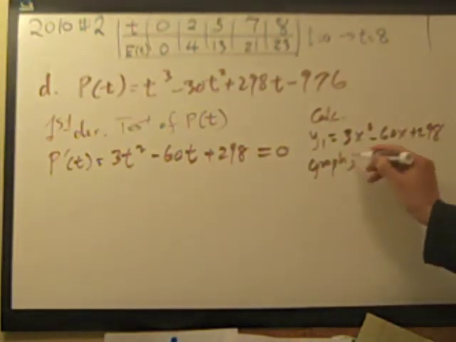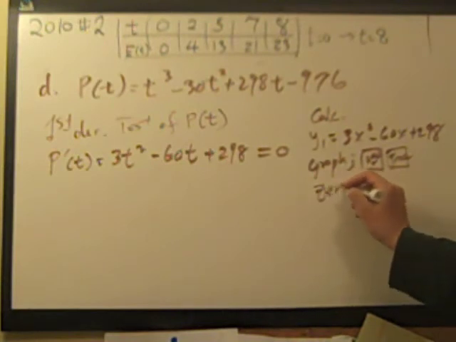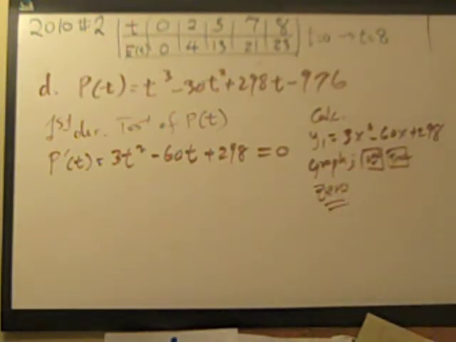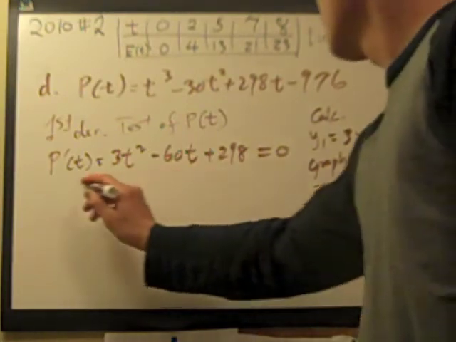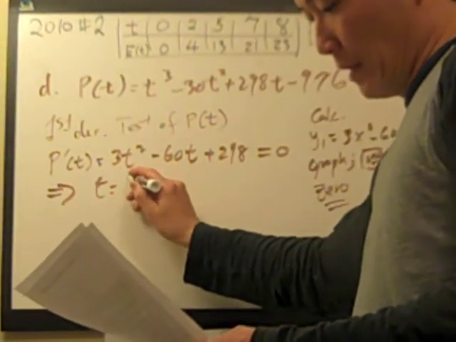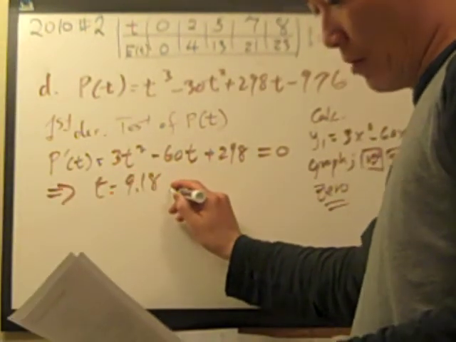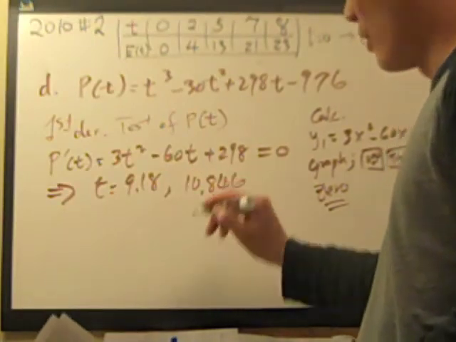and then you can use the functionality in second trace, which gives you the calculate menu and the open functions, and you can look for zeros. This will then take you to the graph. You identify the zeros, and this is the result that you get. You get t equal to 9.18 on one hand, and 10.846 on the other hand.